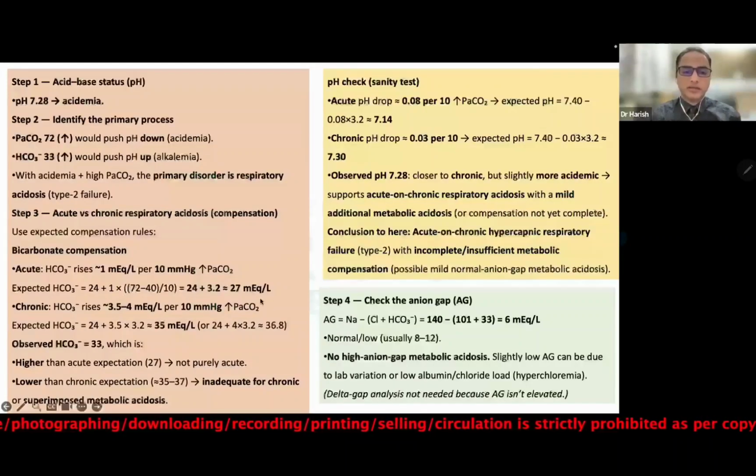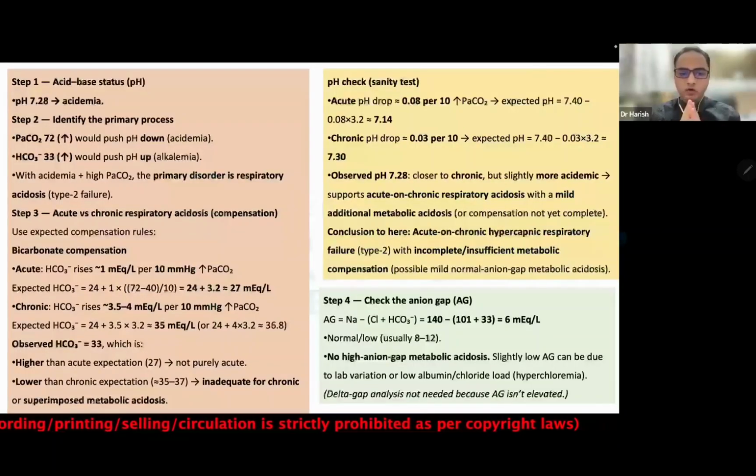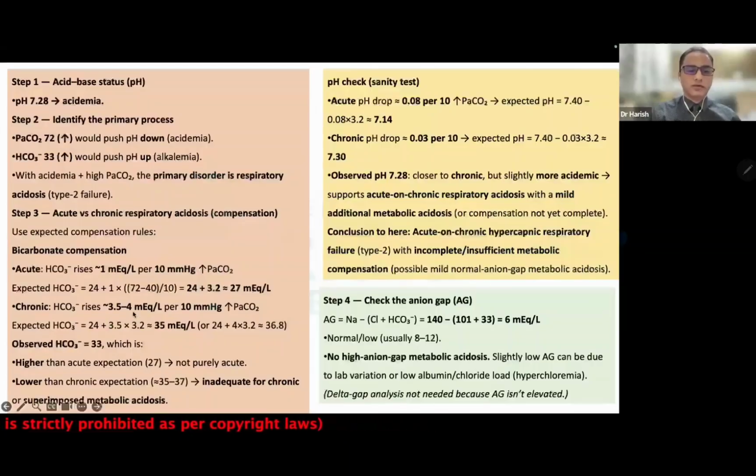So we get around 27 milliequivalents if we have an acute scenario, acute type 2 respiratory failure. If it is chronic, then we have a bicarb rise of around 3.5 to 4 milliequivalents per liter for every 10 millimeters of mercury rise in PaCO2. So the expected bicarb we get is around 36.8.